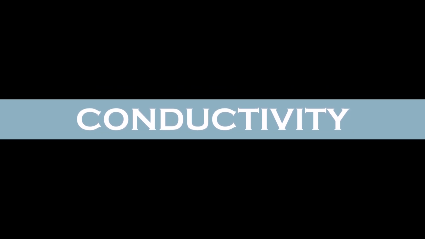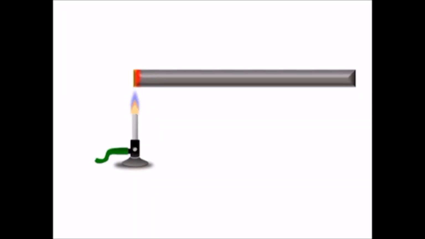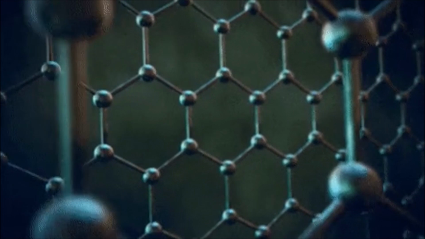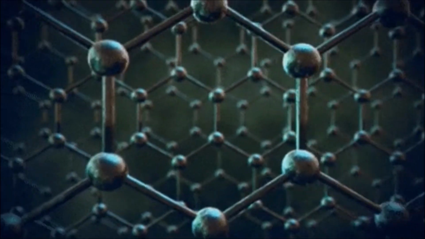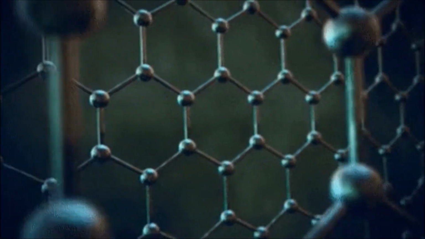The next physical property is conductivity of heat and electricity. Metals are good conductors of heat and electricity. The best conductors of heat are silver and copper, whereas non-metals are poor conductors of heat and electricity. Here, the exception is graphite, which is an allotrope of carbon, a non-metal, and is a very good conductor of heat and electricity.